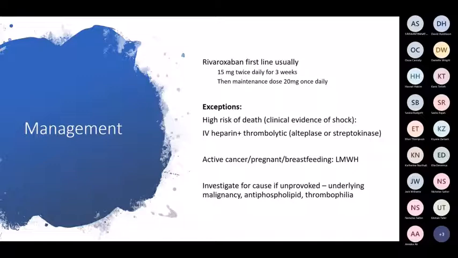So if the patient is at really high risk of death, so they're looking really unwell, their blood pressure is awful, their heart rate's really high, really poor oxygen sats, then you're going to give them IV heparin and a thrombolytic agent as well, so either alteplase or streptokinase. And that's just because you're not so worried about the risk of bleeding because they're so unwell with the clot that you really need to get rid of the clot.